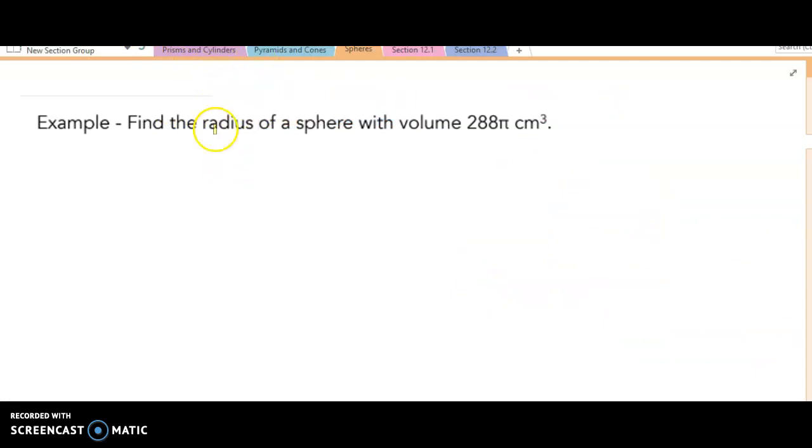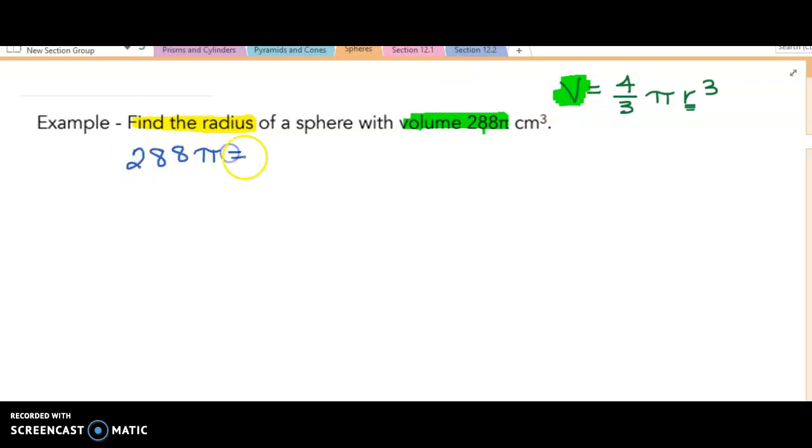All right, so here's another example. We're kind of going backwards on this one. We want to find the radius when we know the volume is 288 pi. So once again, the volume of a sphere can always be found by 4/3 pi r cubed. Our r is what we want to find. We're given our volume, right? This is our volume. So we're going to plug this 288 pi in for our v. So I say 288 pi equals 4/3 pi r cubed.